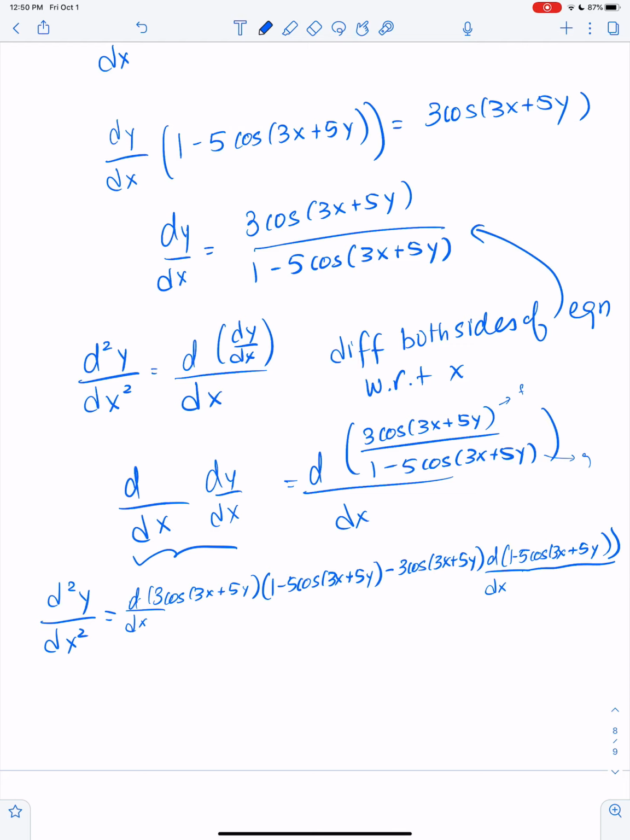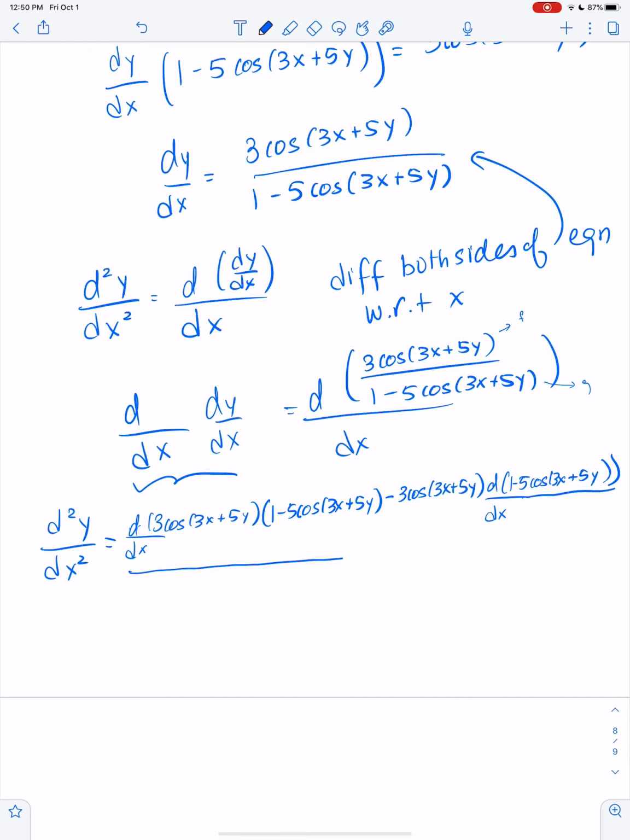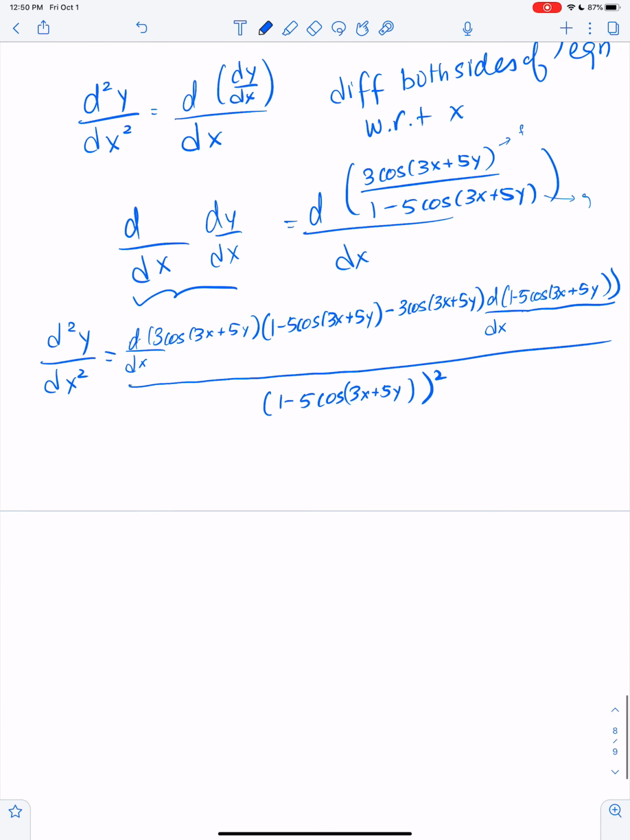Okay, all over the square of the denominator. Okay, now anytime you see a term of y, you'll have to throw in a dy/dx, but don't get bogged down by the details. Just first you have to do this derivative and you have to do this derivative separately. Okay, what's the derivative of 3 cosine 3x plus 5y?